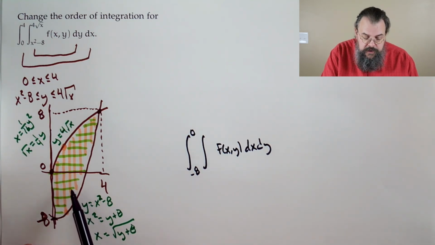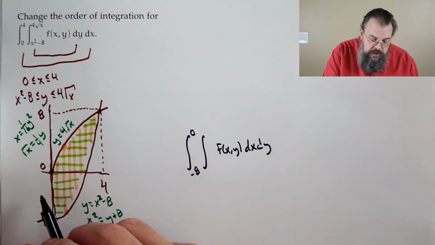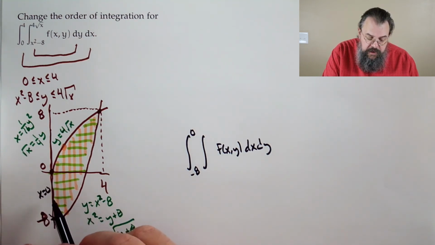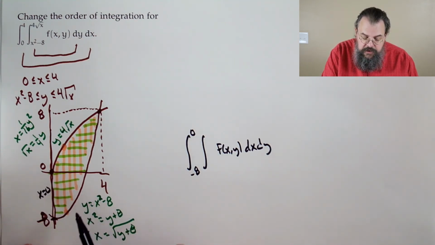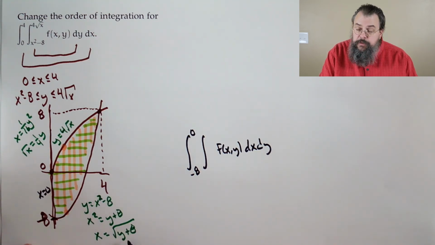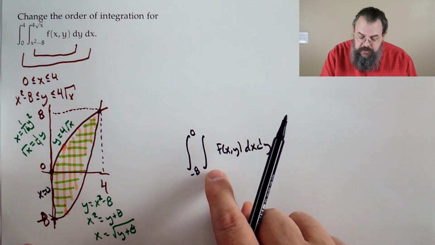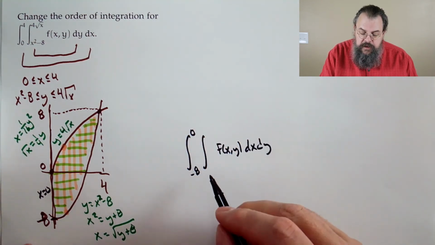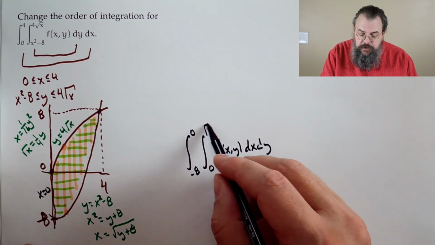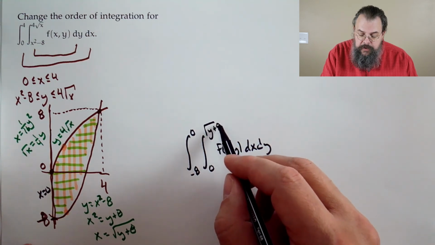And now, if I know what y is, what does x do? I go from left to right. Now, here we didn't write it down, but this is x equals 0. So I go from 0 out to x equals square root of y plus 8. And we want to have the x equals form because these are x bounds. X equals something to x equals something. So 0 to square root y plus 8.